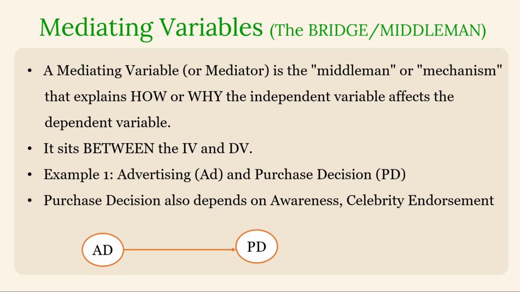But as we are saying that customer awareness and celebrity endorsement can also influence the purchase decision, now the same construct can be shown like this. Here the celebrity endorsement, that is CE, and the brand awareness by the customer are these two variables or factors which are mediating the impact of advertisement on the purchase decision of the customer. So this is a kind of conceptual diagram.